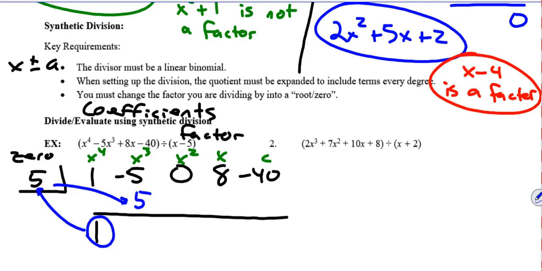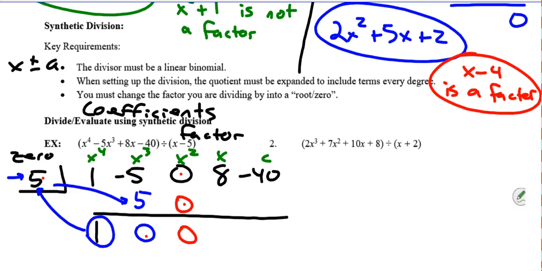This is where it's the opposite. Since we changed this sign, this 5 here, instead of x minus 5, instead of subtracting right here, we just add. I say just combine them. So negative 5 and 5 is 0. Then I repeat the steps from there. You always multiply the bottom row times the divisor, put it in the middle row. So 0 times 5 is 0. 0 and 0 is 0. Next number.